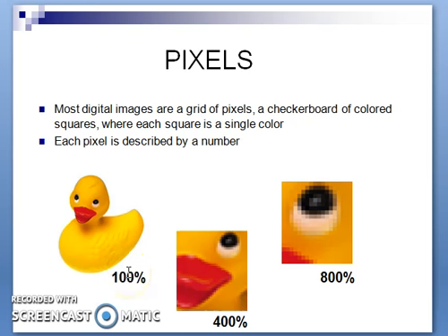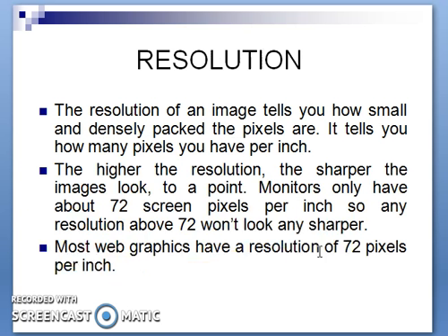Now, most digital images are a grid of pixels, a checkerboard of colored squares, as you can see in the picture. As we zoom, these are the representations. Each pixel is described by a number, and that is what we call a pixel, or picture element, or otherwise even called pels.